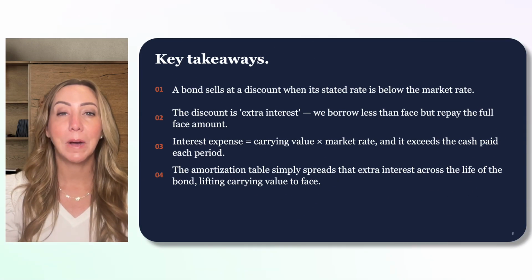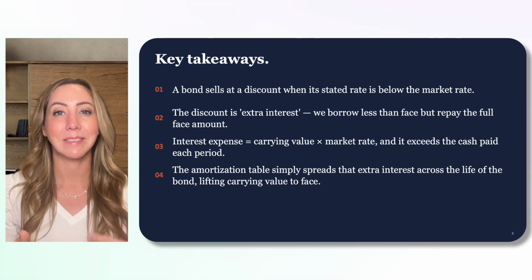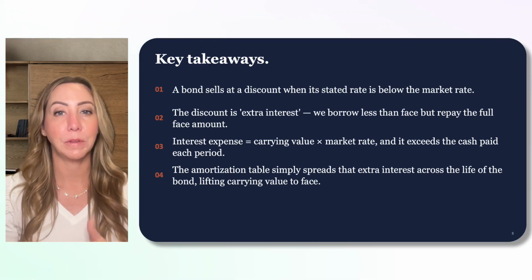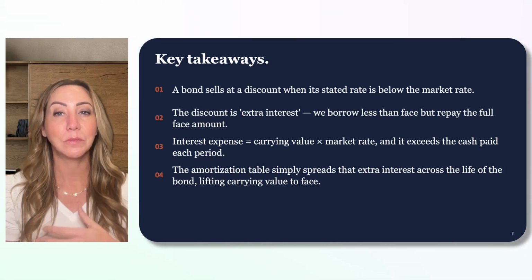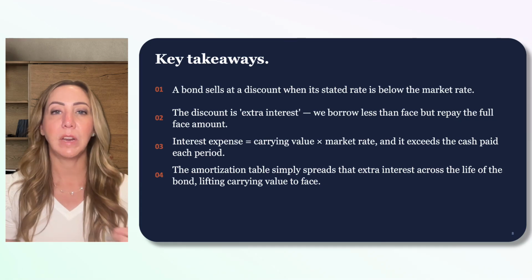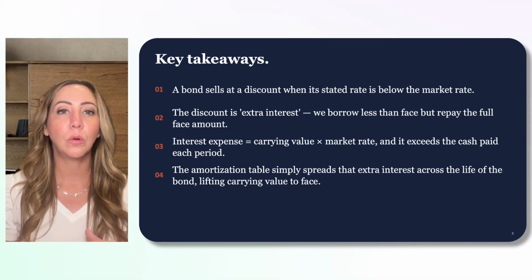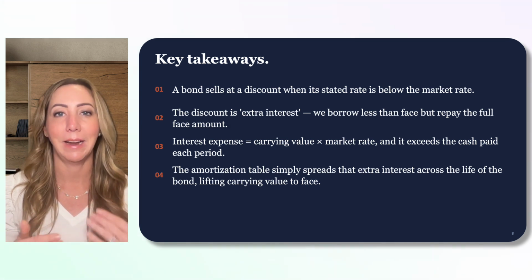Let's review. When a bond's stated rate is below the market rate, we're going to have trouble finding anyone interested in buying our bond. So we sell it for less money. The reduced price represents extra interest. We borrow less than face, but repay the full face amount. Using the effective interest method, we'll recognize interest expense that actually equals the market rate because that's what we're effectively paying. We use an amortization table to allocate the discount over time methodically. Remember, the bondholder earns the market rate. The discount and the amortization schedule are just our behind-the-scenes bookkeeping.